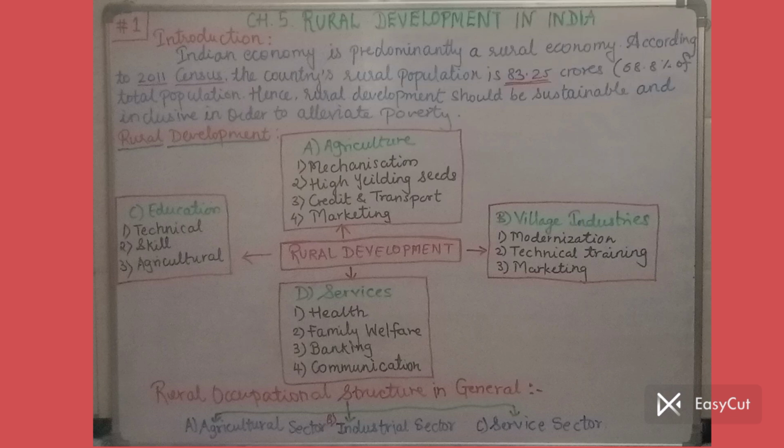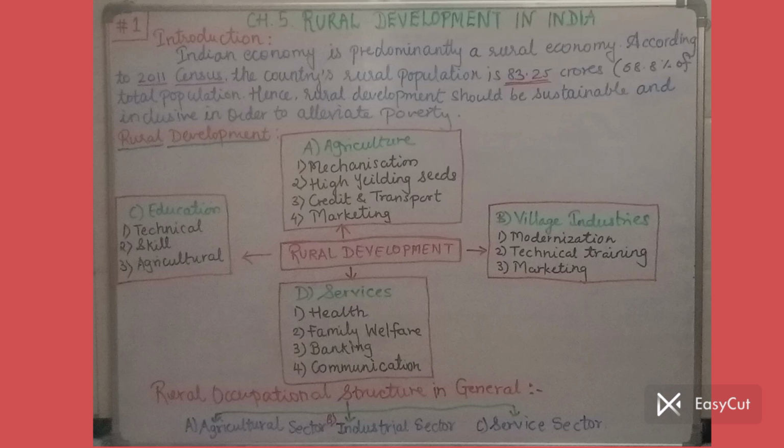Now, how can this rural development be achieved? Normally, whenever we talk about rural development, only one thing prominently comes to our mind, and that is agriculture. But in reality, it is not so. There are many more aspects to be developed in the rural area when we say the term rural development. So let us see in which areas rural development has to be done.